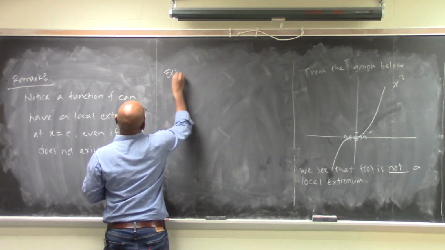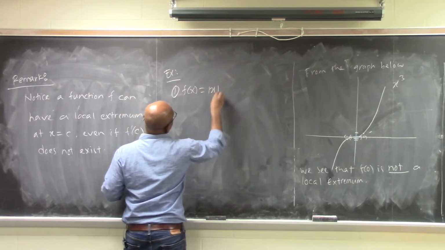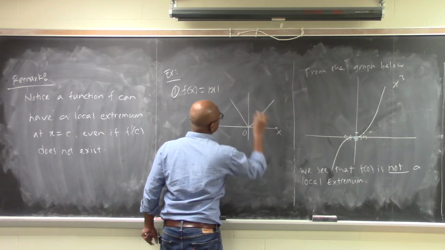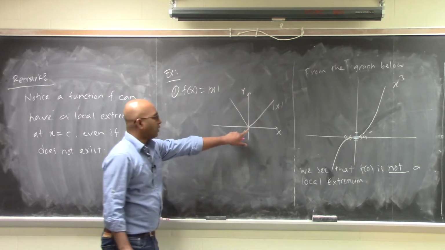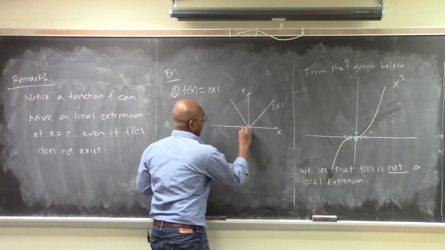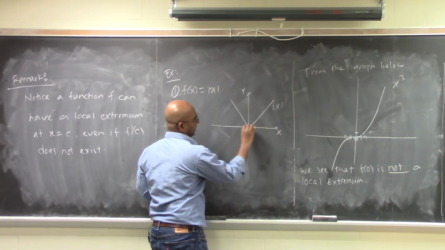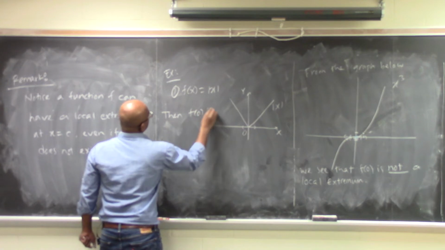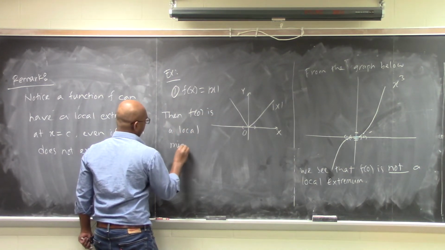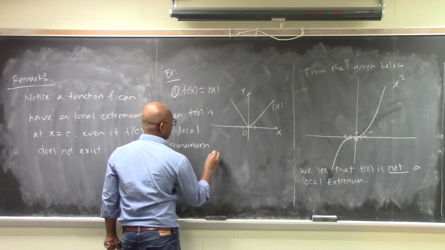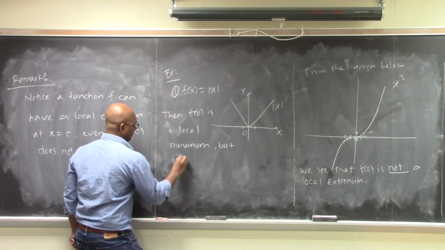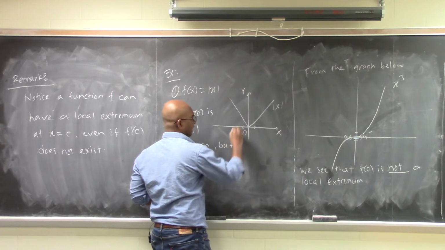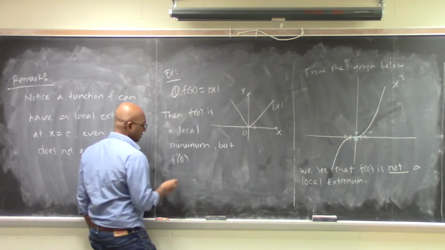I'll give two examples. So let's take f of x equals the absolute value of x, right? And this is the graph. And notice f of 0 is actually a local minimum, because if you take any interval centering at 0, then f of 0 has the lowest output, right? All the outputs are bigger than 0, right? Then f of 0 is a local minimum. But what is f prime of 0? Does it have a derivative at 0? No, because it has two tangent directions, right? If you're coming from the right side, then this is going to be your tangent. If you're coming from the left side, this is going to be your tangent. So it does not have a derivative, f prime of 0 does not exist.